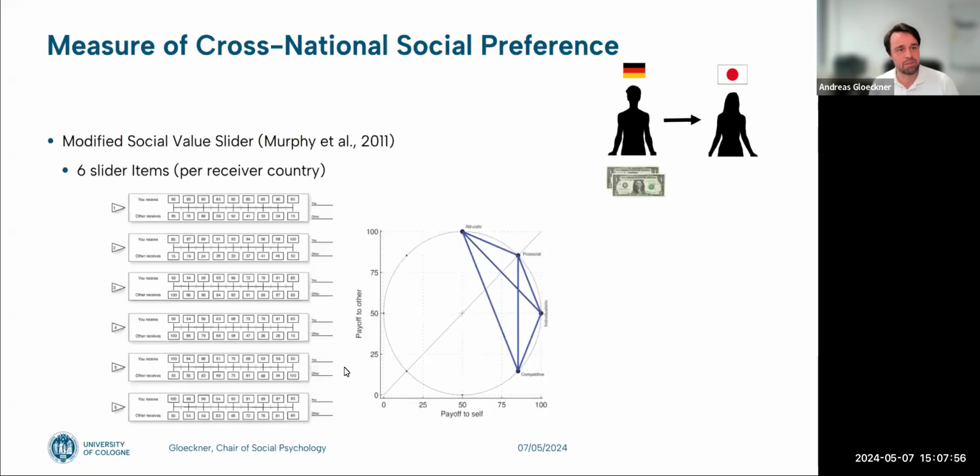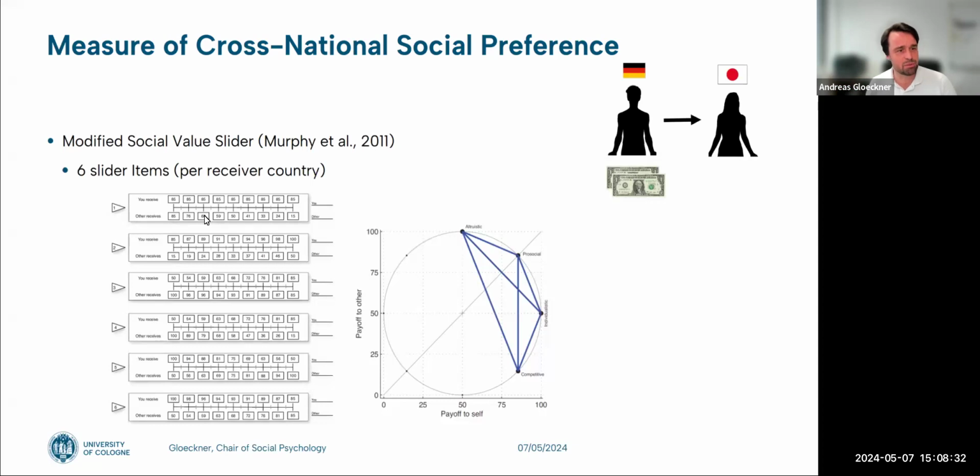So how do we measure social preferences, and also cross-national social preferences? A very simple thing. People get some money and they can split the money between themselves and some other people. So that's like in a classic dictator game. You see here in the upper corner of the presentation, a person from Germany has $2 and can give some of this to people from Japan. It's anonymous. You just know that the other person is from Japan, and you know that the other person knows that you're from Germany, but everything else is anonymous.